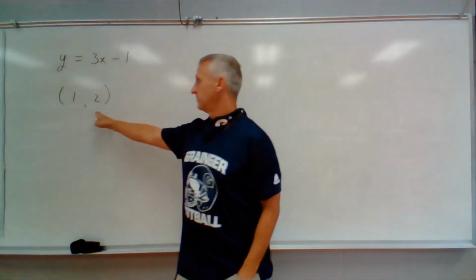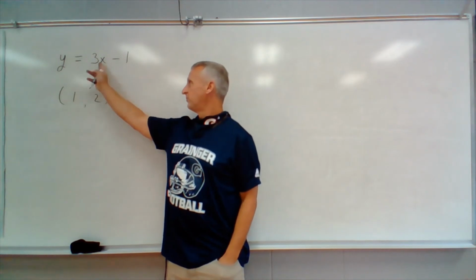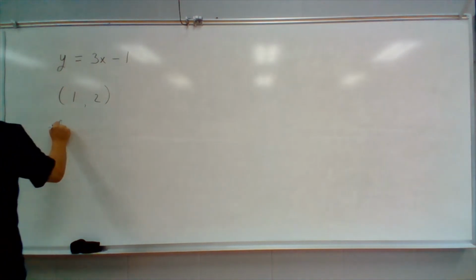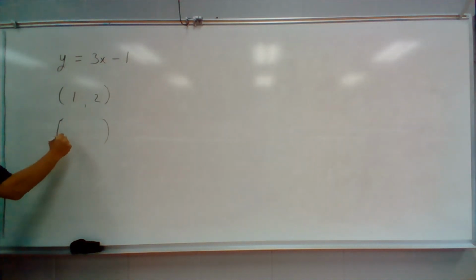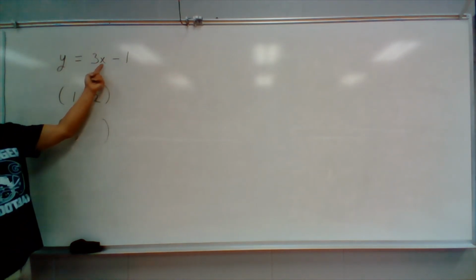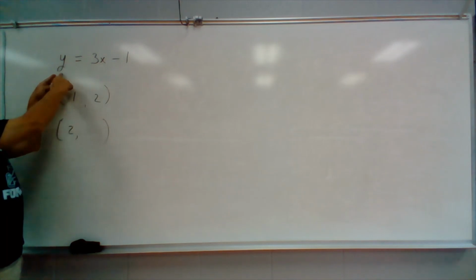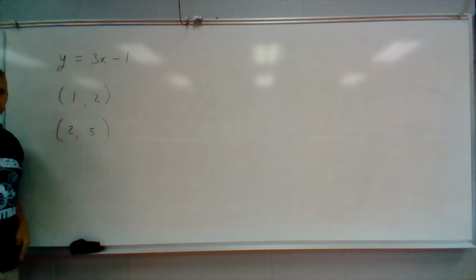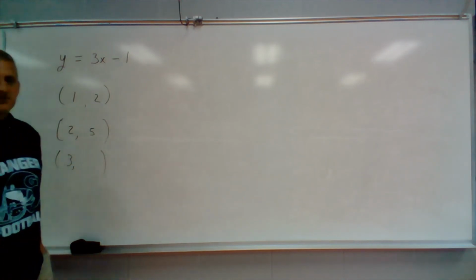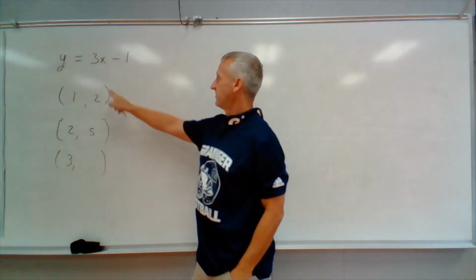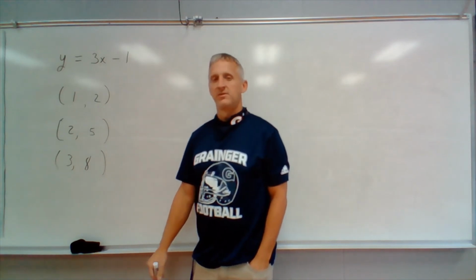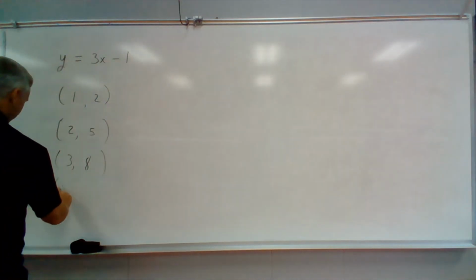Let's try another one. Let's put a 2 in for x. If I put in a 2 for x, 3 times 2 is 6. 6 minus 1 is 5. So y would equal 5. Let's put in a 3 for my x. If I put in a 3 for x, 3 times 3 is 9. 9 minus 1 is 8. And let's put in a 4. Put in a 4 for x. 3 times 4 is 12. 12 minus 1 is 11. And I got another solution.